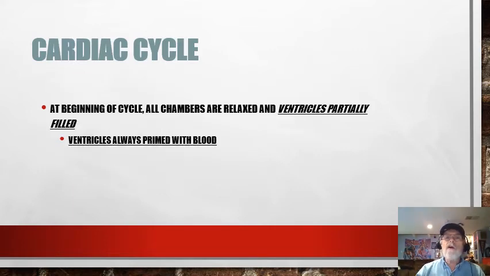At the beginning of the cycle, all chambers are relaxed and the ventricles are partly filled. Like I said, the ventricles always have a little bit of blood in them. They're always a little bit primed with blood, okay? They eject a certain amount of blood with each contraction, and they call that the ejection fraction. The ejection fraction is basically the percentage of blood that will be pumped out at each ventricular systole. The amount of blood that's pumped out is usually between about 50 to 60%, maybe even up to 70%.